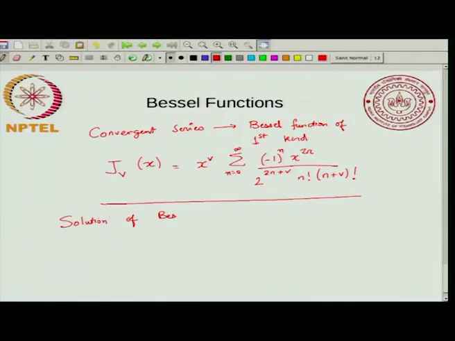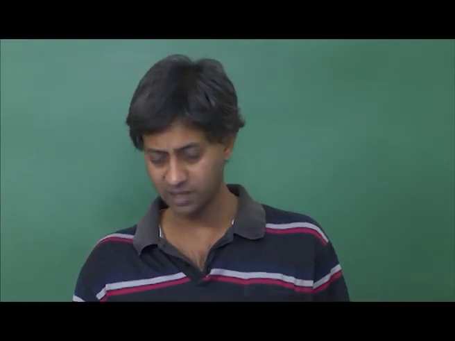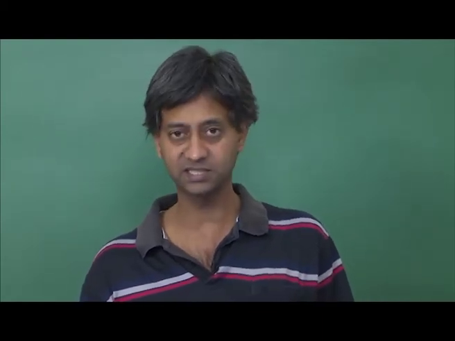This is the solution of the Bessel equation for v equal to 0, 1, 2, etc. This is one solution, obtained by the Frobenius method. The other solution is obtained by variation of parameters, and it is sometimes called the Bessel function of second kind and so on. But we will just stop here in the discussion of Bessel functions.